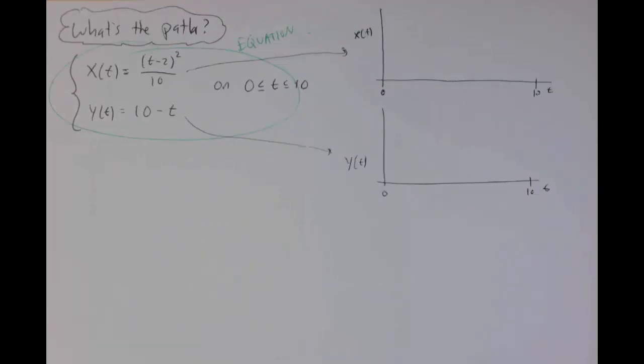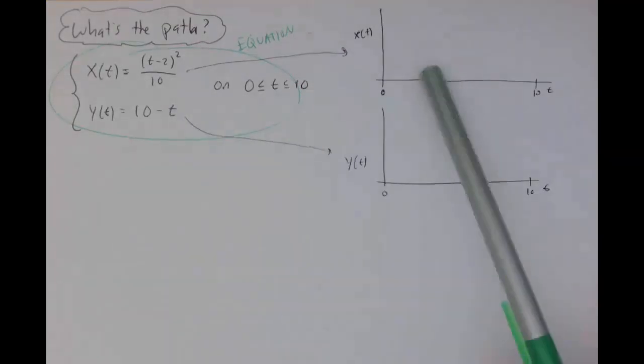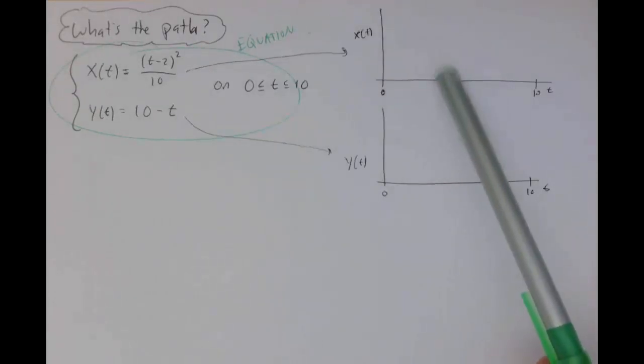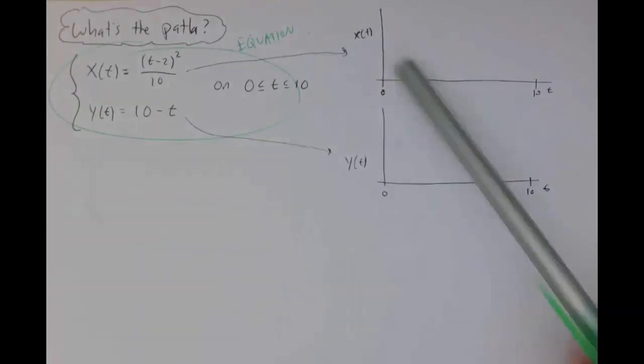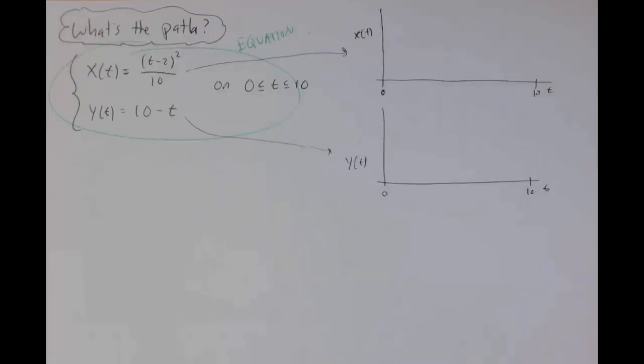Instead of making a table of values, which takes a really long time, it's better if you can use your understanding of the shapes of the basic families of functions and transformations of them to plot the x of t and the y of t functions separately, and then use those graphs to help visualize the motion of the x coordinate and the y coordinate.